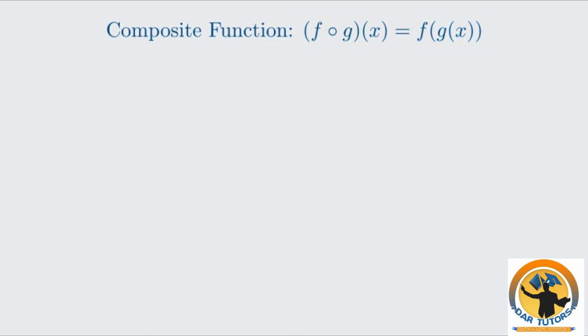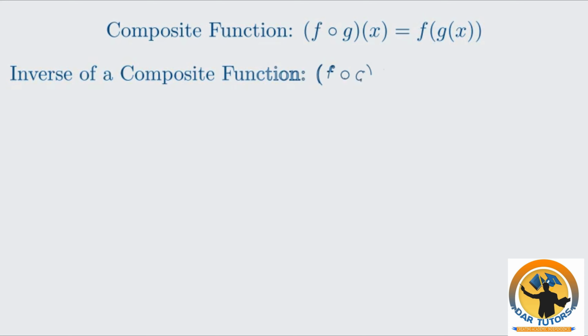A key property of composite functions is how their inverse is formed. It's a bit counterintuitive. The inverse of a composite function is the composite of the inverses, but in the reverse order. So, the inverse of f of g of x is g inverse of f inverse of x. Let's prove this with an example.